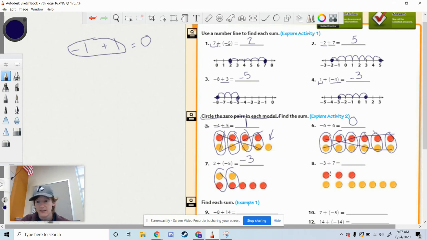Number 8, we have a 0 pair here. It's a negative 3 plus 7. Circling our 0 pairs, our remaining counters, there are 4 of them, and they are yellow, so it is positive.